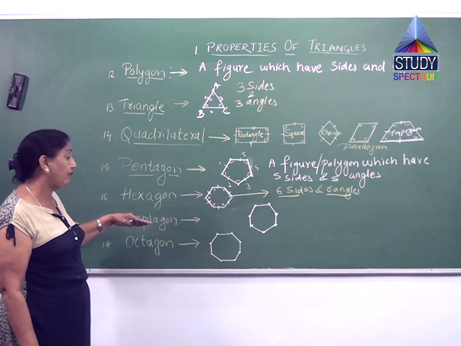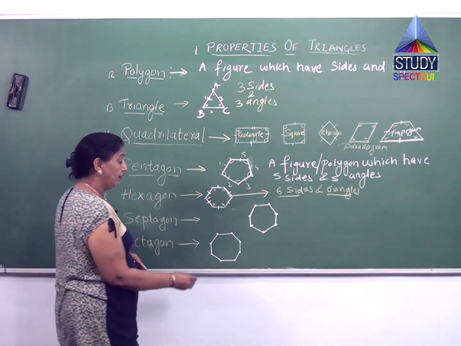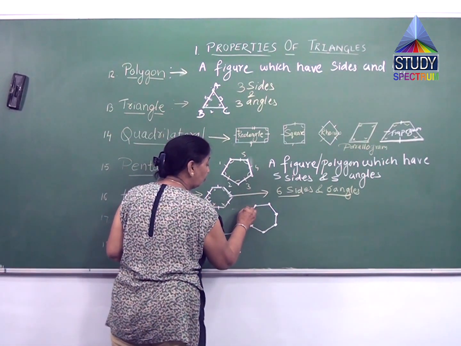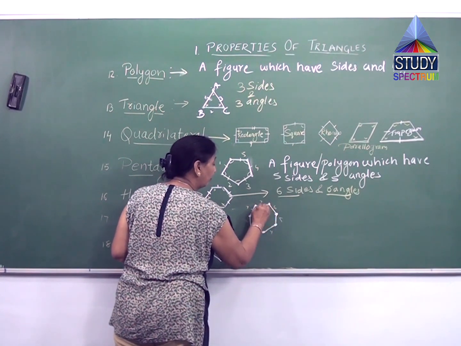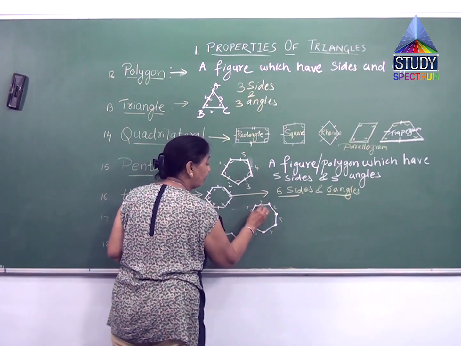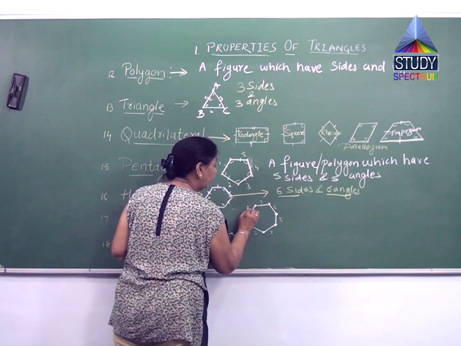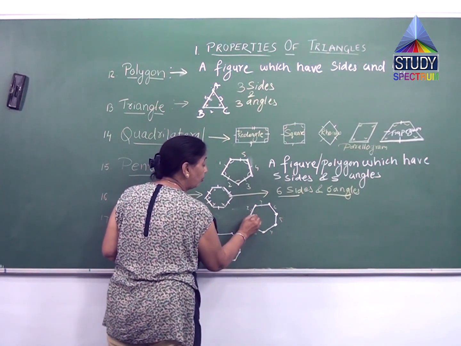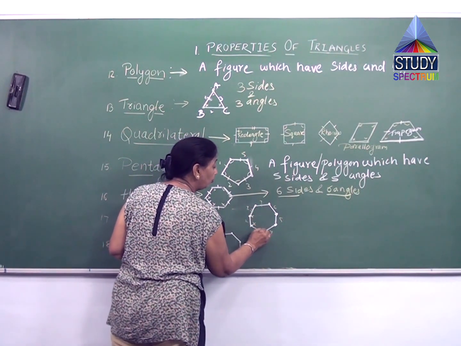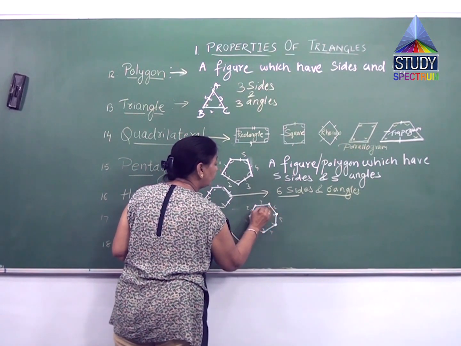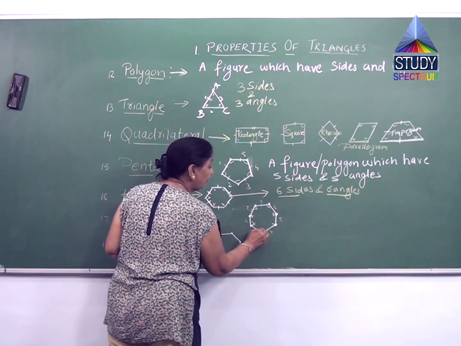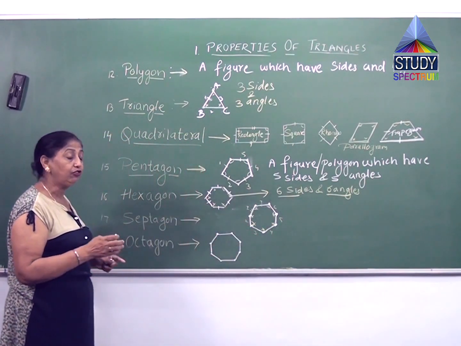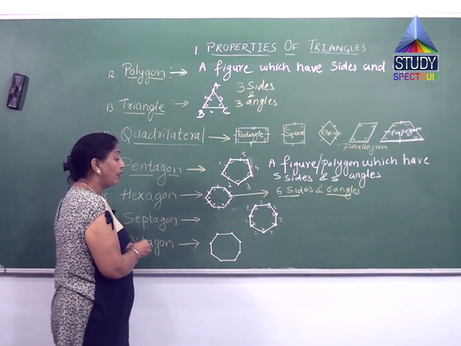Now the figure which has 7 sides. Look here, this is first 1, 2, 3, 4, 5, 6, 7. So here there are 7 sides, and how many angles? You can note down this: 1, 2, 3, 4, 5, 6, 7. 7 angles are there, right? So these 7 sides and 7 angles in geometry are known as a septagon.